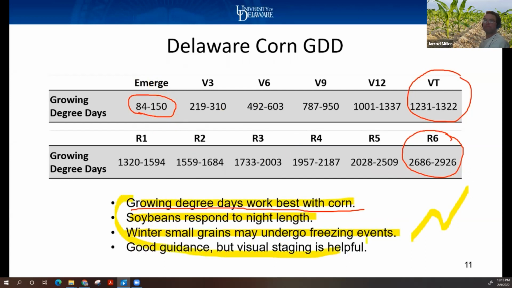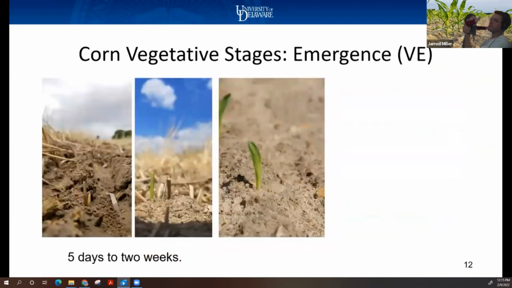But we do use growing degree days for cover crops. We use them for everything. It will work best with corn, so we're going to start with corn. Corn is one of the easier ones to look at. I also have a lot of pictures of corn because we do so much work with it.